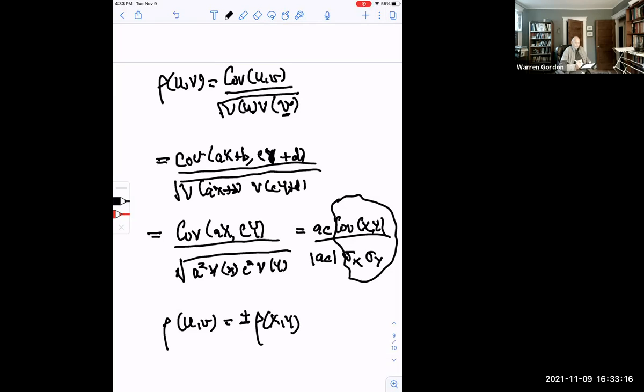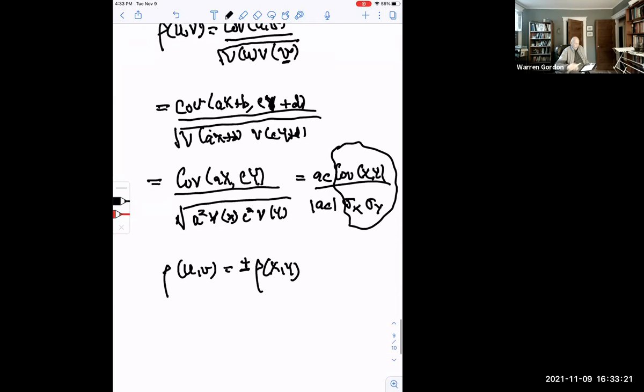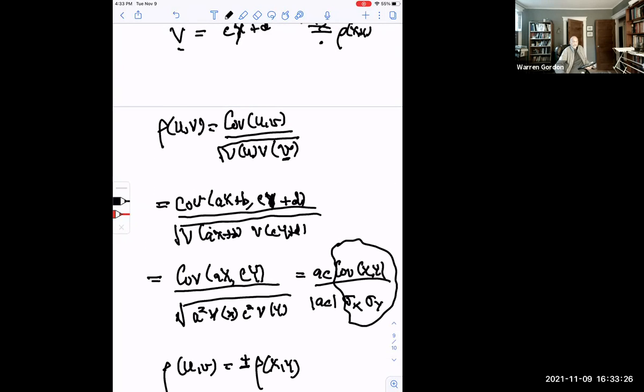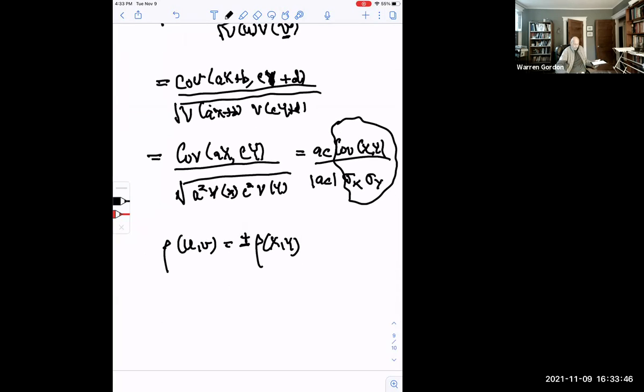So what does this show? This shows that a linear change in random variables, at worst, will change just the sign of the correlation coefficient. Now, by the way, this is typically what we do in statistics. If the correlation coefficient is close to 1, then we say they're linearly related. There's a strong linear relationship. If it's near 0, it's not at all linearly related. Well, that's a pretty interesting observation.